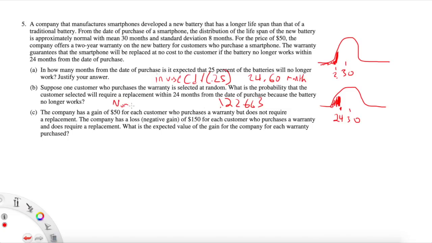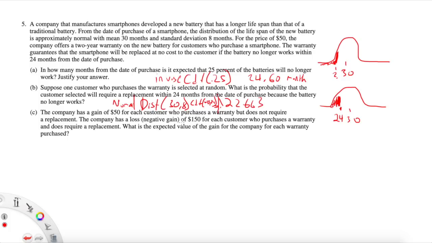So normal dist. That's the way it looks in ClassCalc. 30, 8, and then you could say CDF, negative infinity to 24, and then you could say equals 22.663%. I'm really squeezing it in there, but that works.